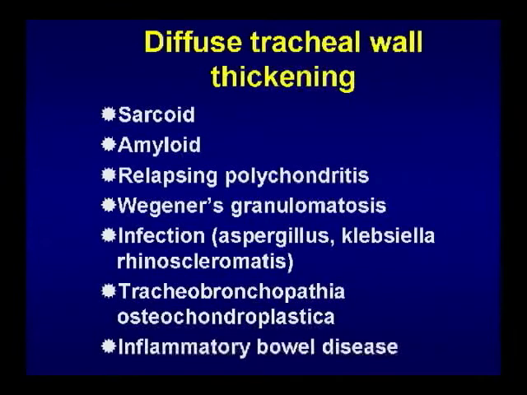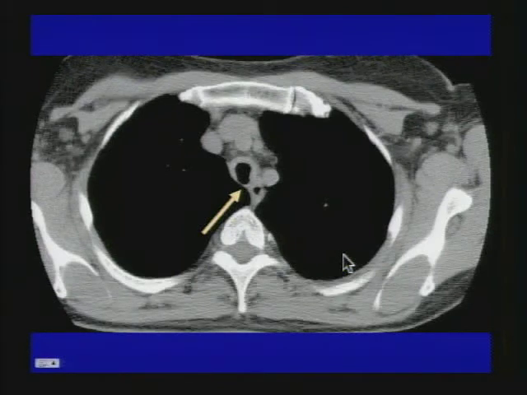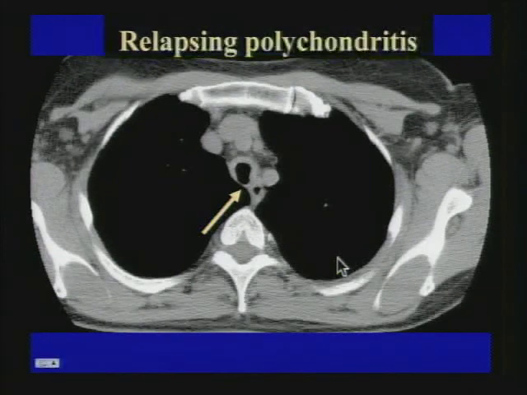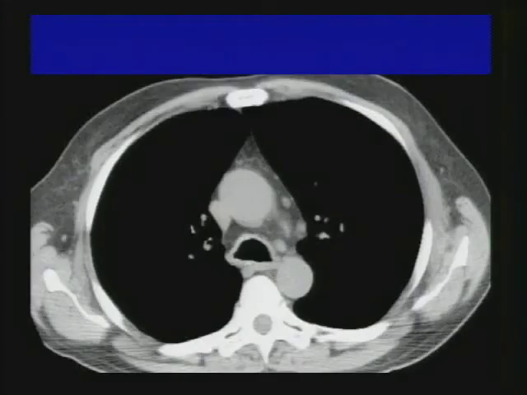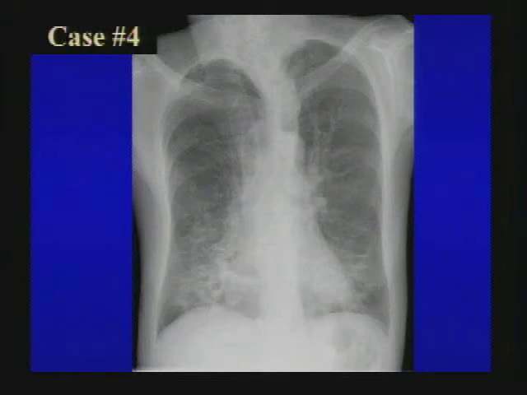We're talking about tracheal wall thickening. In this case, notice the prominent sparing of the posterior tracheal membrane. Relapsing polychondritis is a disease that affects cartilage. There's no cartilage in the posterior tracheal membrane of any significance, all right? If you don't see that sparing of the posterior tracheal membrane, then you're thinking mostly about amyloid and sarcoid. Relapsing polychondritis should spare that membrane. This is a case of amyloid with involvement of the posterior tracheal membrane. All right, radiology classic, love this case.